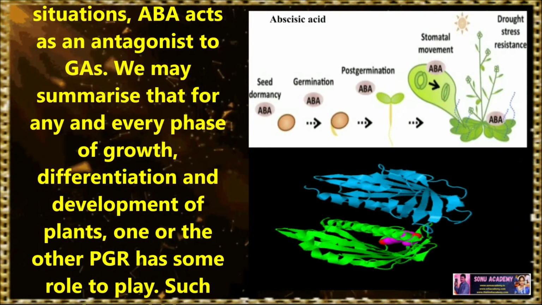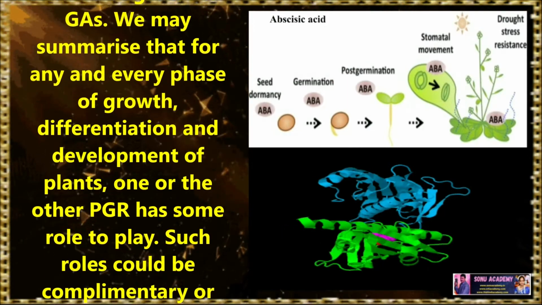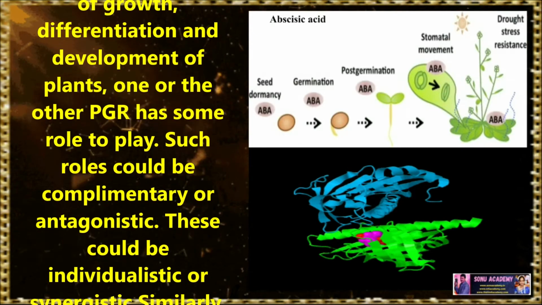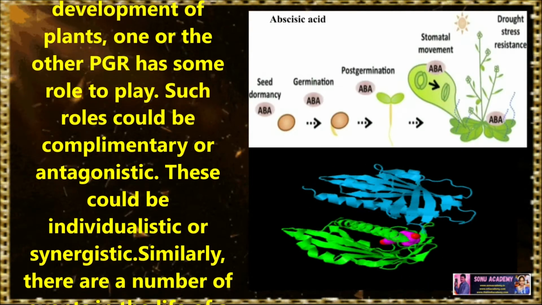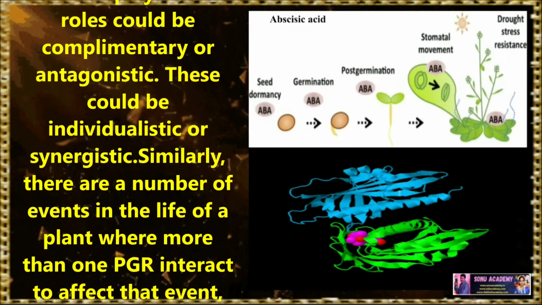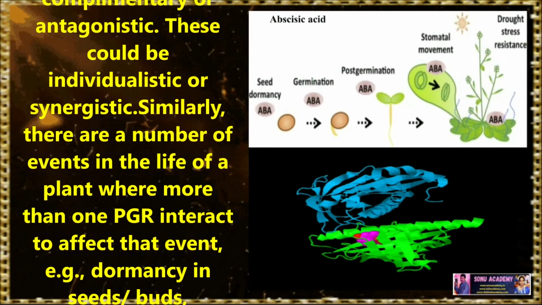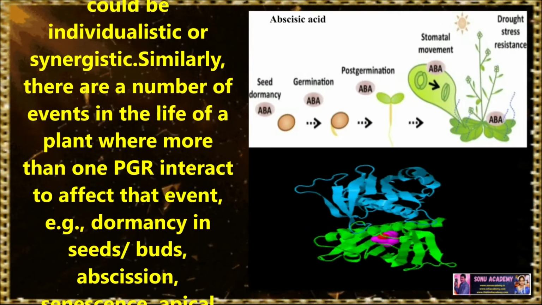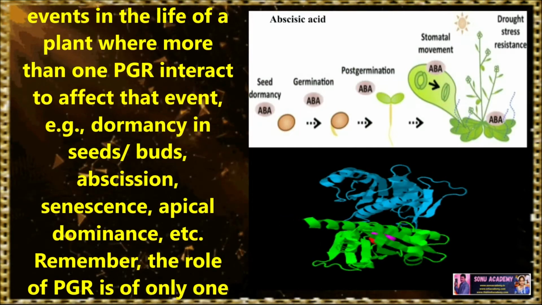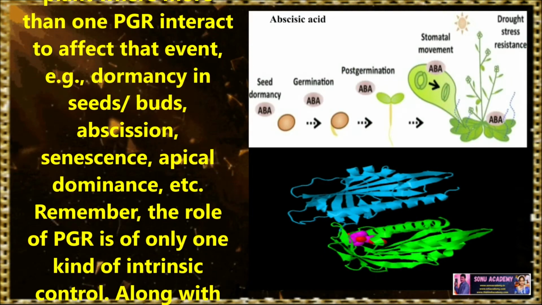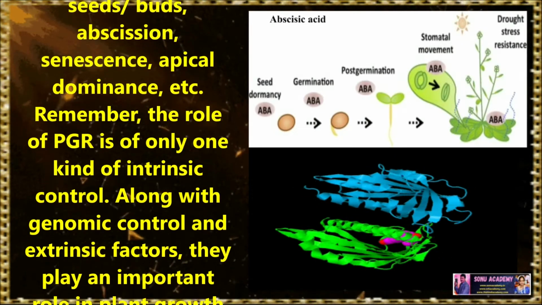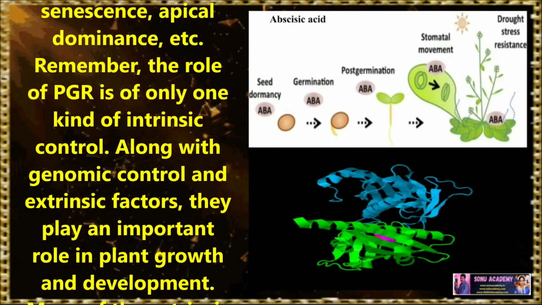We may summarize that for any and every phase of growth, differentiation, and development of plants, one or the other PGR has some role to play. Such roles could be complementary or antagonistic, individualistic or synergistic. Similarly, there are a number of events in the life of a plant where more than one PGR interacts to affect that event. Examples: dormancy in seeds and buds, abscission, senescence, apical dominance, etc.